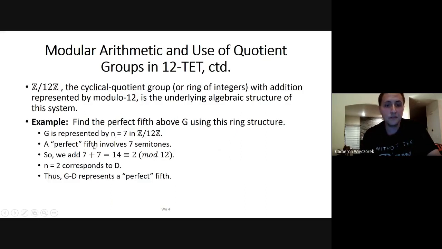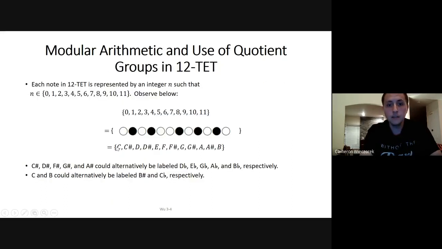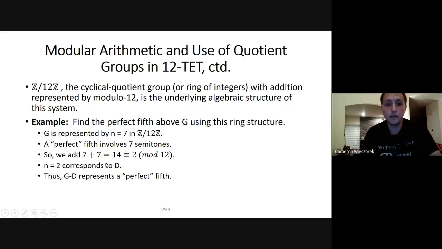And we know a perfect fifth is 7 semitones above that note. So what I would do is I would add 7 to that note G, which is represented also by 7. 7 plus 7 is 14. Since we're working mod 12, we subtract 12, which leaves us with 2. And n equals 2, if I look at my previous slide, 0, 1, 2 is represented by D. So D would be the perfect fifth above G, and G to D would represent a perfect fifth. I will play it, and you will see that it sounds pretty appealing to your ears. Sounds nice. That would be an example of a perfect fifth.